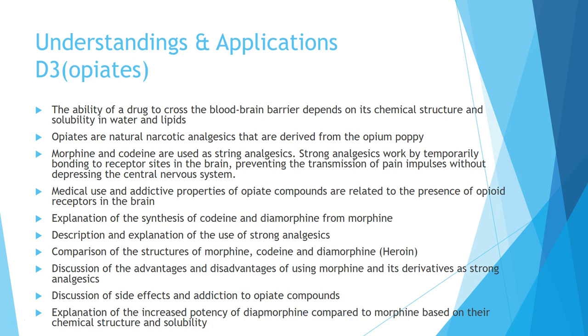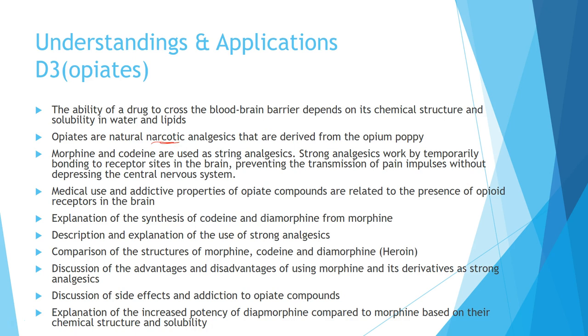In terms of strong analgesics, what we are concentrating on for the IB in our option is looking at opiates. So in this, essentially we're using opiates as a case study to look at drugs that cross the blood-brain barrier. So what that means for their structure and solubility. The idea that opiates are natural narcotics, and what that means for their definition. So being able to define narcotics.